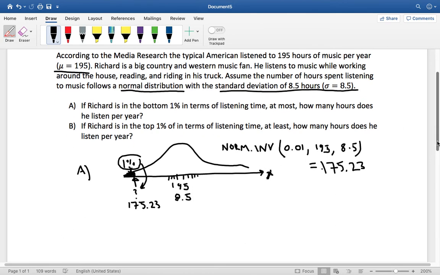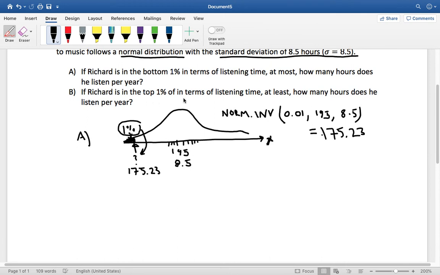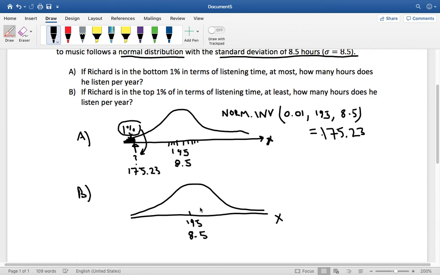Let's look at part 2 of the question. If Richard is in the top 1% in terms of listening time. So for part B, again, the random variable is the amount of time that Americans spend listening to music each year. The average is 195, the standard deviation is 8.5, and they want us to find the top 1%, so this is the top 1%. And what's this value in here? That's what they want us to find.